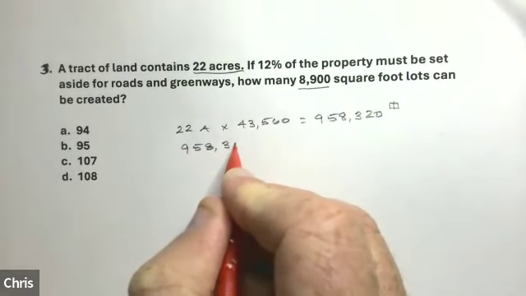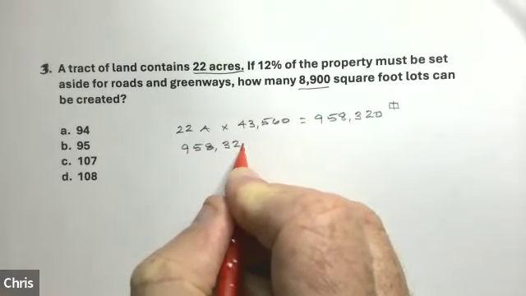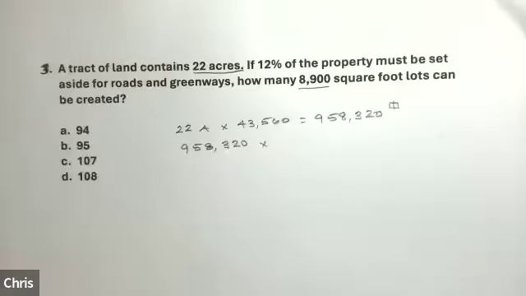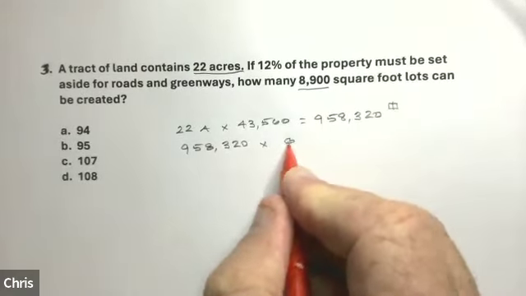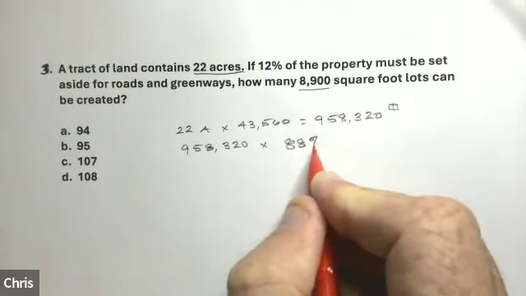So of the 95,000, let's say 958,320 square feet, we have to set 12% aside. Well, if we're setting 12% aside, does that make sense to you that we're using 88%? I want you to look at that number right there for just a moment.